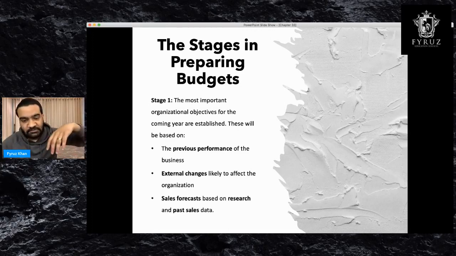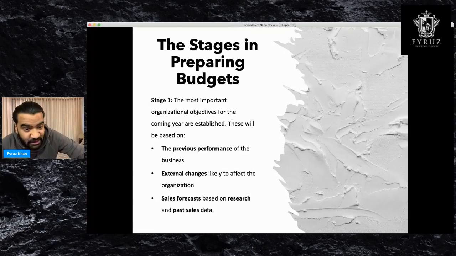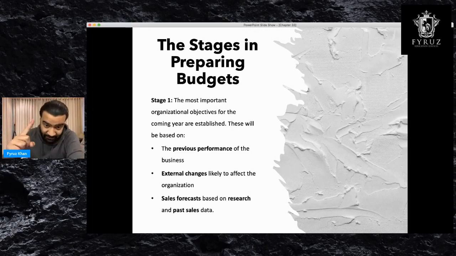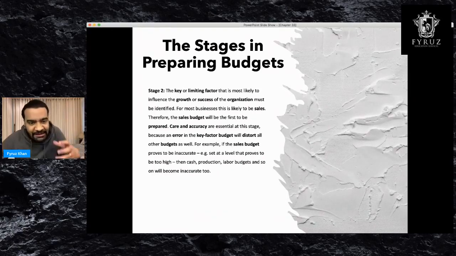Then of course it is also based on sales forecast. So the first thing is establish your objective based on these 3 things: previous performance, external changes, and sales forecast. So the first step is to establish your objective. What do you want to achieve? What do you want to do? That's stage 1. Stage 2, what you have to do is look at the limiting factor.